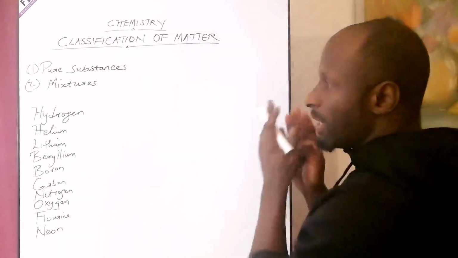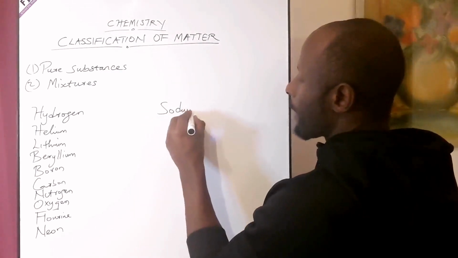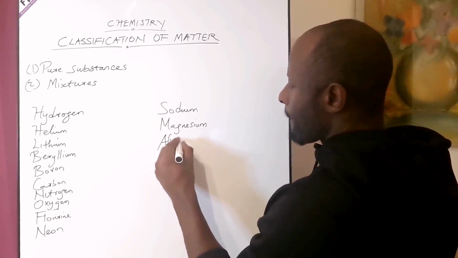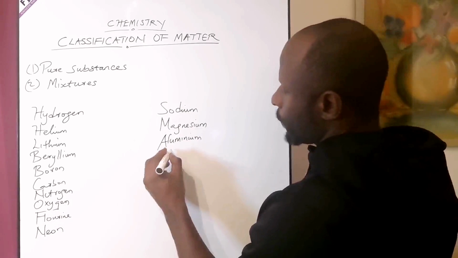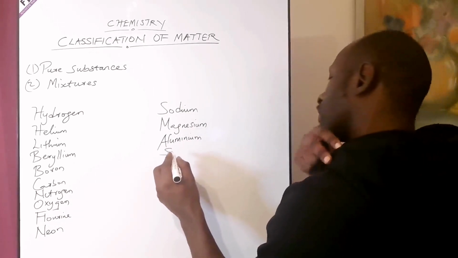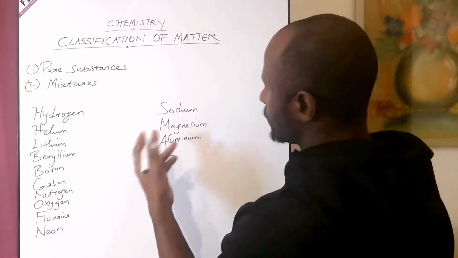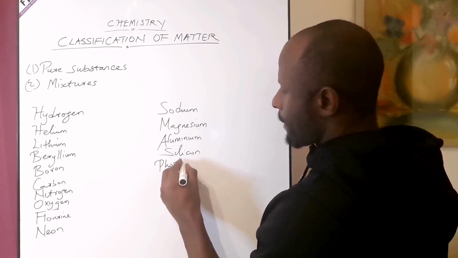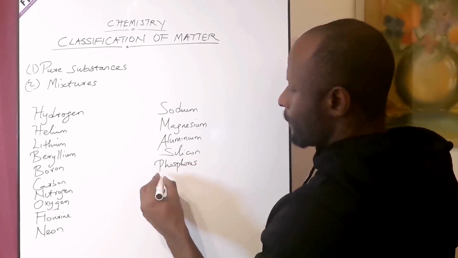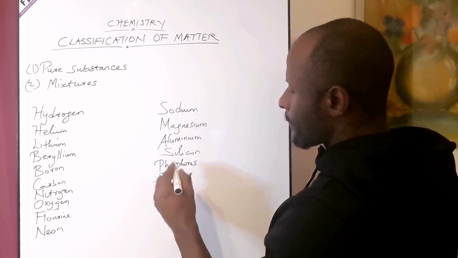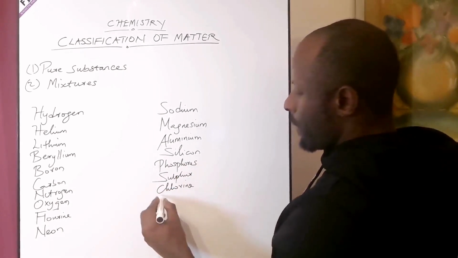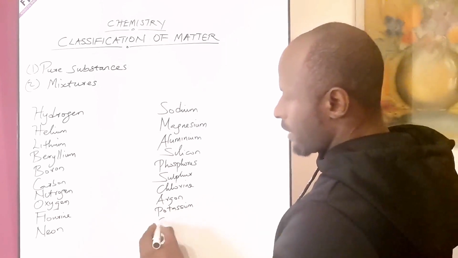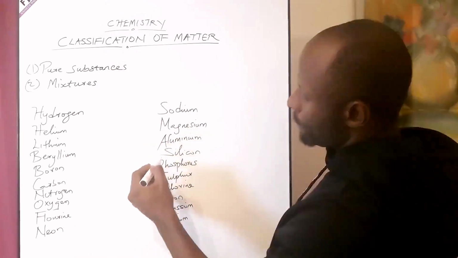Then the second 10, which is 11 to 20: we now have sodium, magnesium, aluminium, silicon, phosphorus, sulfur, chlorine, argon, potassium, and then calcium. 1, 2, 3, 4, 5, 6, 7, 8, 9, 10.